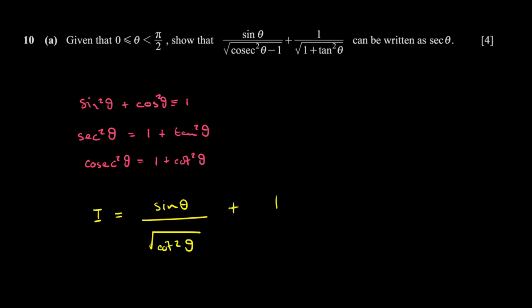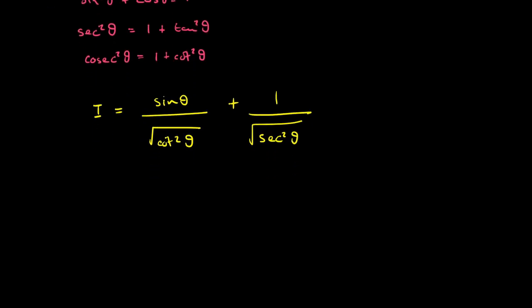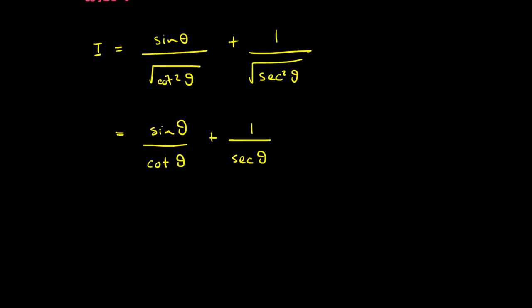Next, what's this guy going to be? Well, I've got the square root of 1 plus tan squared. Well, 1 plus tan squared is sec squared. So this is sec squared theta. Okay then. Well, obviously, if I square root, then I'm going to get sine theta over cot theta. And if I square root here, I'm going to get sec theta. All right, so we're quite close now.